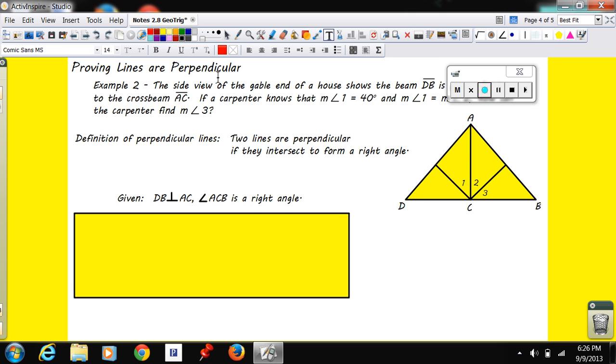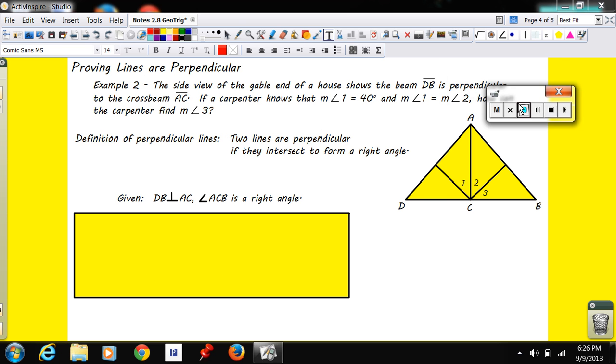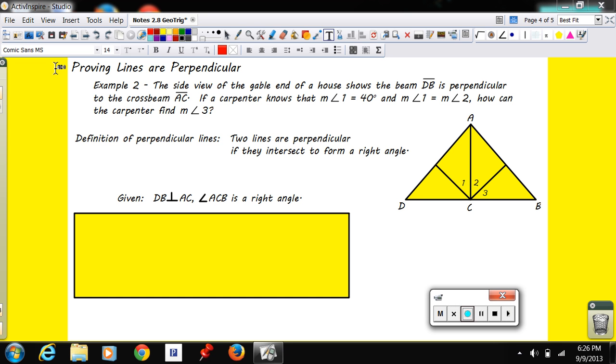Okay, proving lines are perpendicular. Last slide here, and then we got a little challenge on the next one. Example 2: the side view of a gable end of a house shows beam DB, which is this beam right here, is perpendicular to cross beam AC, this one right here.